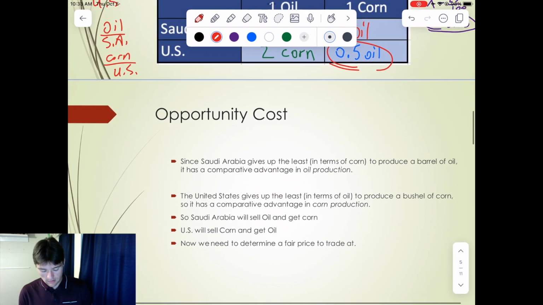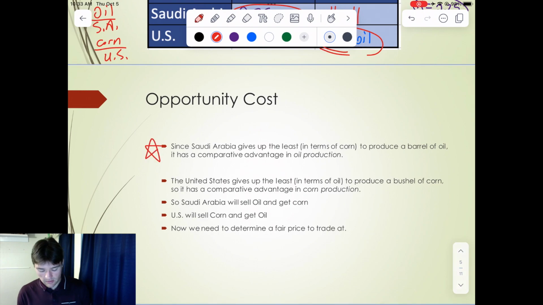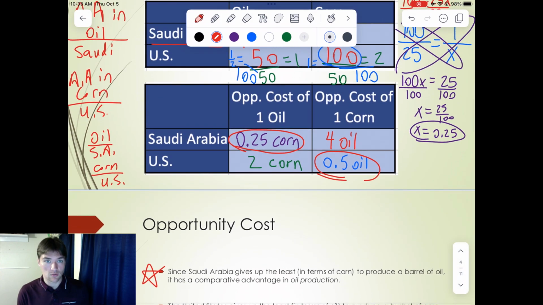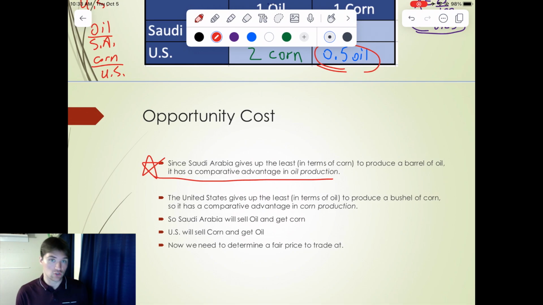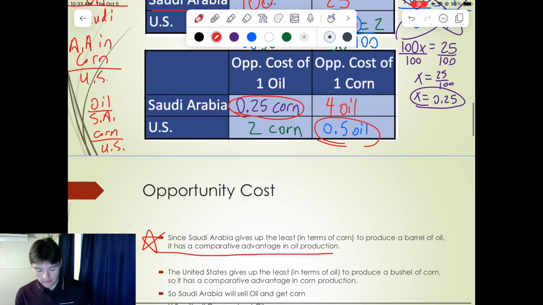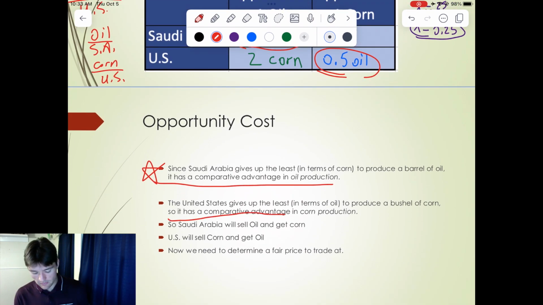Okay. So, since Saudi Arabia gives up the least amount in terms of corn to produce oil, they gave up less corn, 0.25, to make oil, they have the comparative advantage in oil. The United States gives up the least in terms of oil to produce a bushel of corn. They only give up 0.5 oil, and Saudi Arabia gives up 4 oil. So the United States gives up less, so the United States has the comparative advantage in corn.